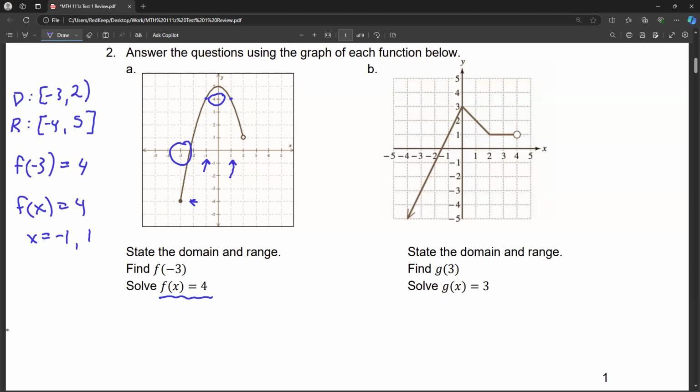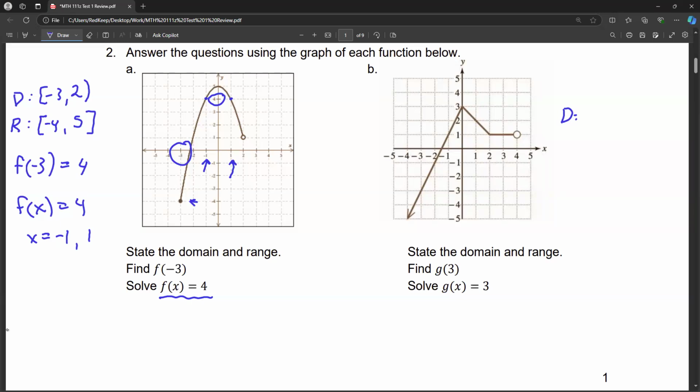Perfect. Okay, moving on to the function represented in part B. They again are asking us to state the domain and range. So in a very similar fashion to what we just did, we'll go ahead and start with the domain, thinking about all of the x values that are appropriate to plug into this function.